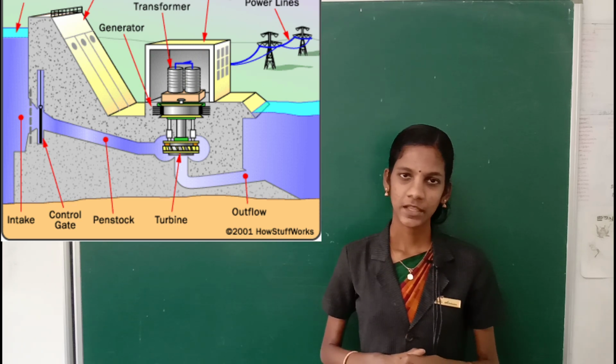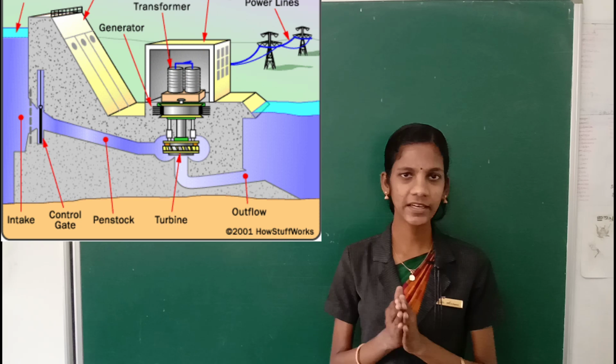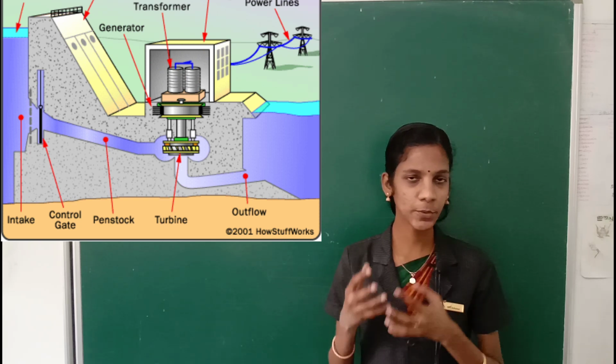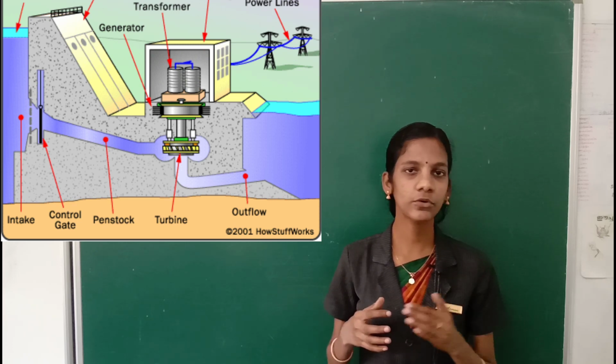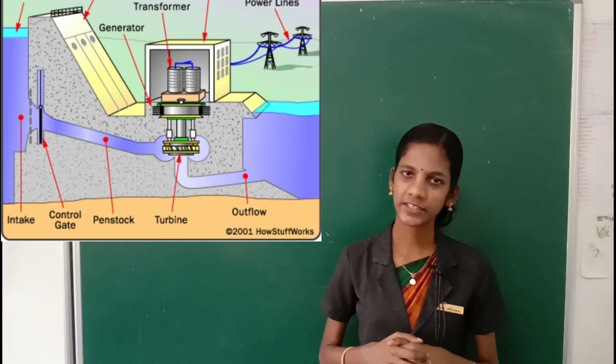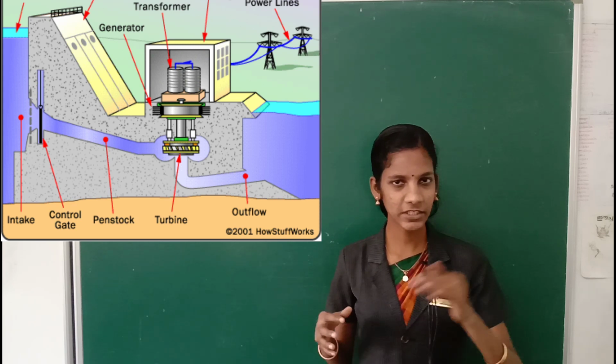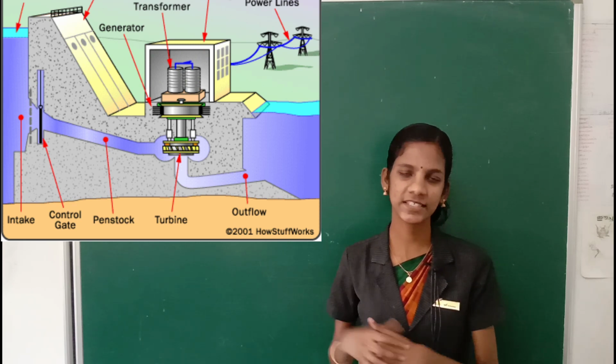Isn't it children? Understood? And here in hydroelectric power station, the quantity of the electricity which is produced can be controlled by controlling the amount of water falling on the turbine. Allengil the production of electricity can be regulated by regulating the flow of water towards the turbine.